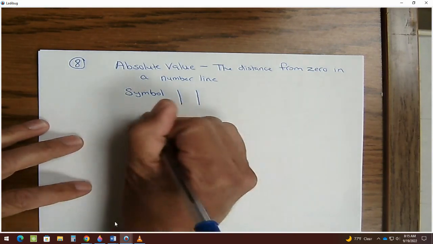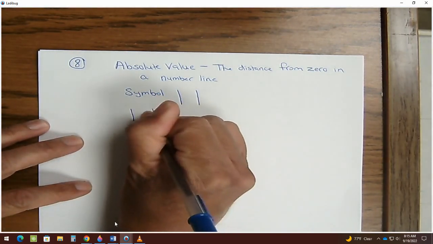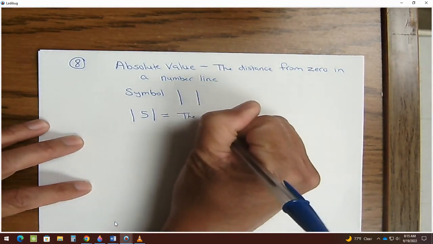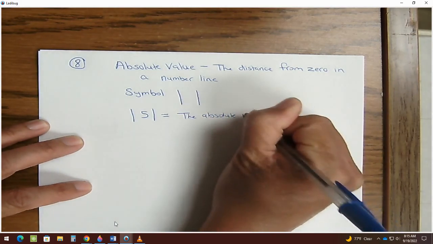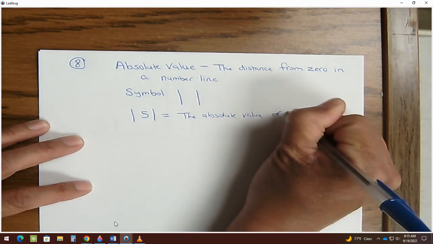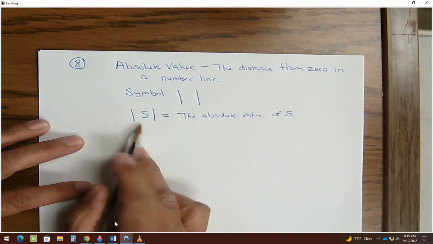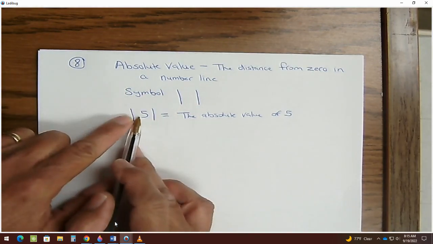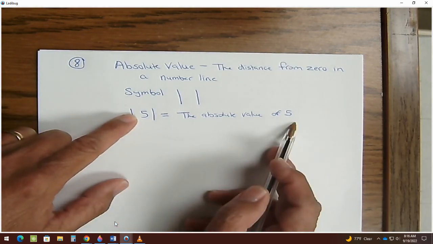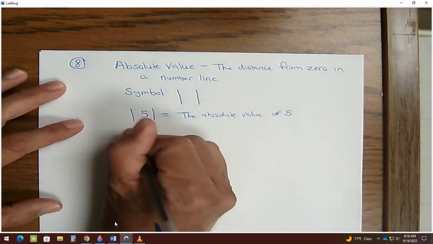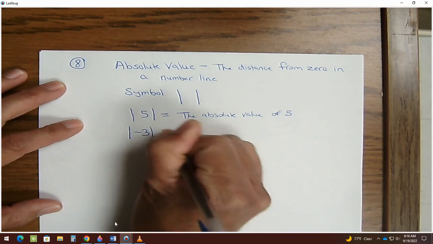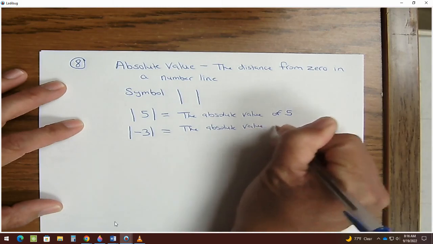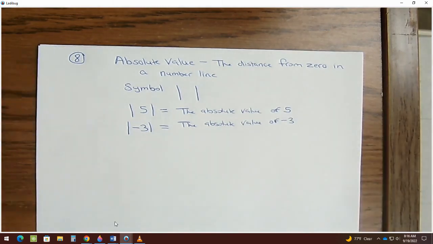So if I tell you this, this is how I will read it: the absolute value of 5. When you see those two bars, it means absolute value. And I'm going to show you how to answer them. This is the way you read it. If I tell you the absolute value of -3, you would say the absolute value of negative 3.